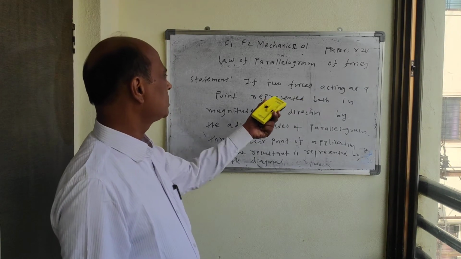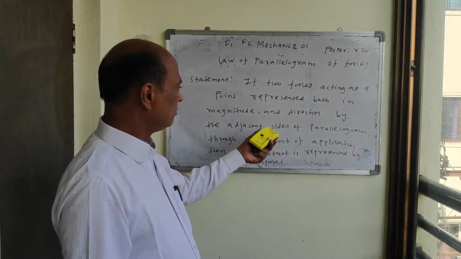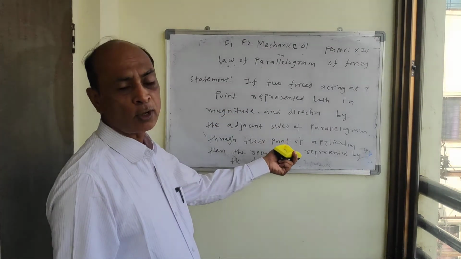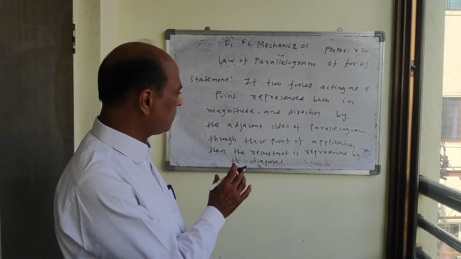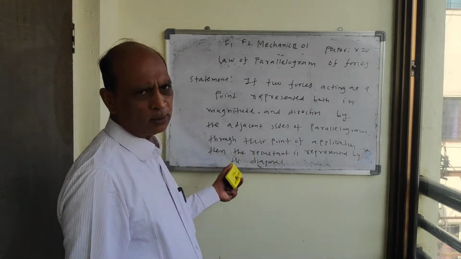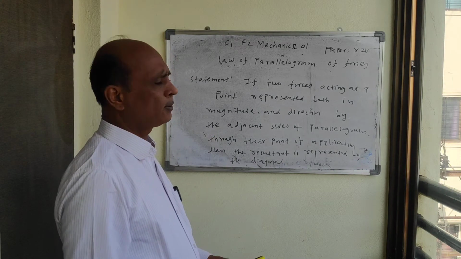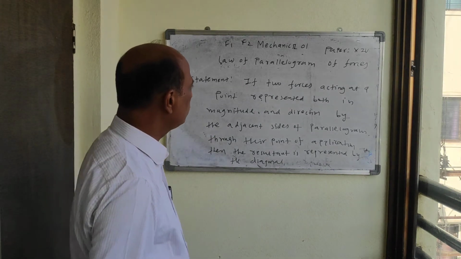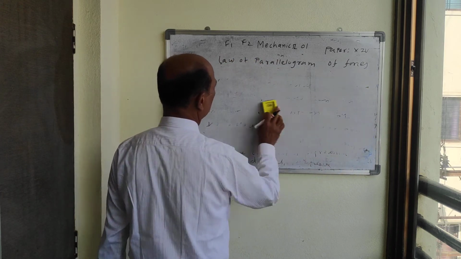If two forces acting at a point are represented both in magnitude and direction by the adjacent sides of a parallelogram, then their resultant is represented by the diagonal. So this is the law of parallelogram of forces. Now we are going to prove this law of parallelogram of forces.